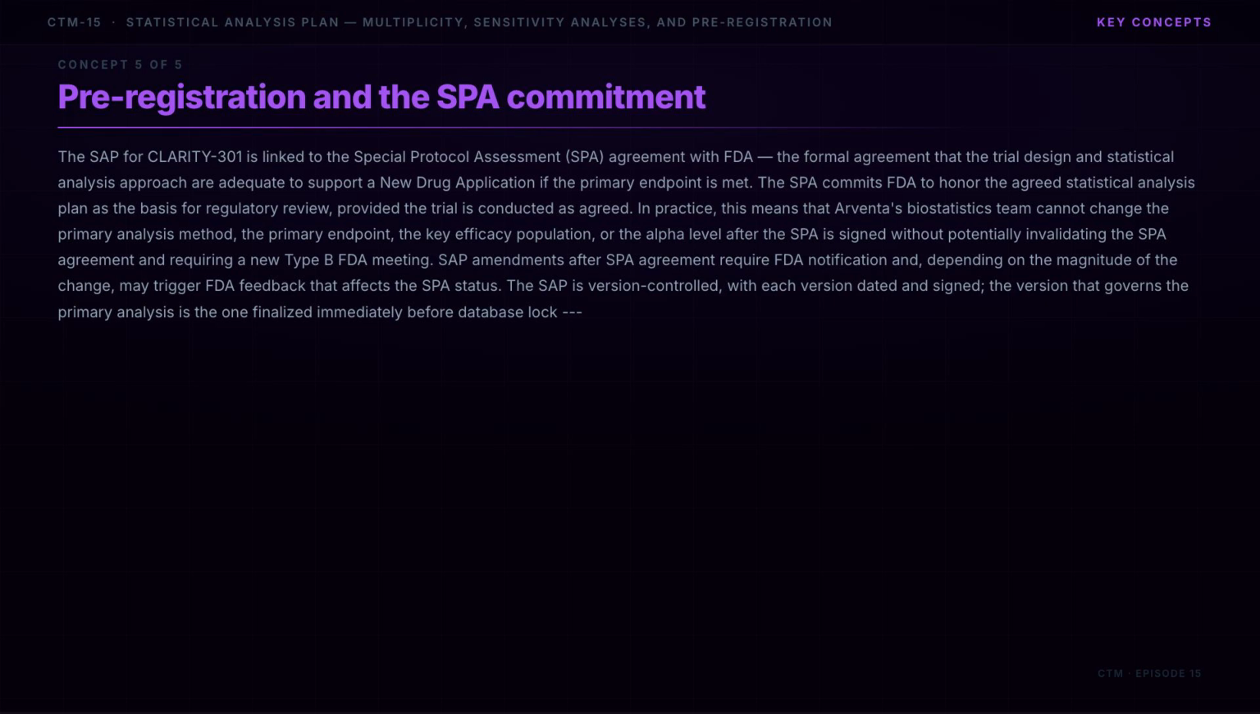SAP amendments after SPA agreement require FDA notification and, depending on the magnitude of the change, may trigger FDA feedback that affects the SPA status. The SAP is version-controlled, with each version dated and signed. The version that governs the primary analysis is the one finalized immediately before database lock.